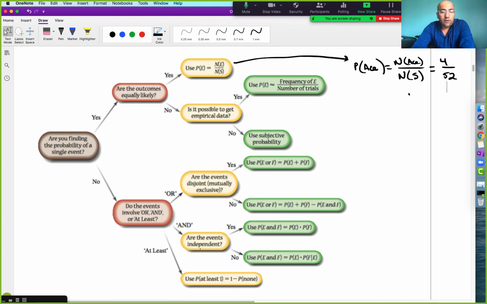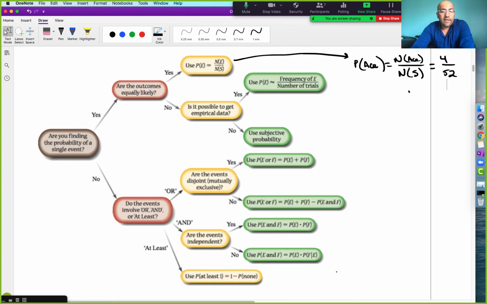Good. Okay, so if they are independent, we know that this is our rule for it: probability of E and F is equal to the probability of E times the probability of F. If they are not independent, then we got to use conditional probability, which is section 5.4: the probability of E and F is equal to the probability of E times the probability of F given E. Good. And then we had cases where we had this at least, right? The probability of at least something happening is equal to 1 minus the probability that none of it happens. Good. So it's just a nice little shortcut that we use sometimes.